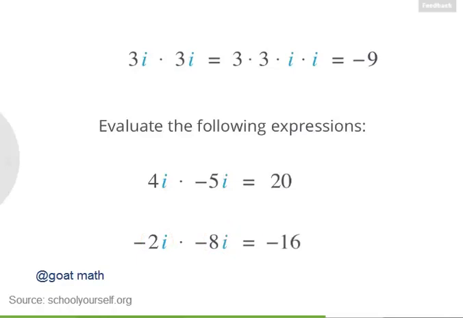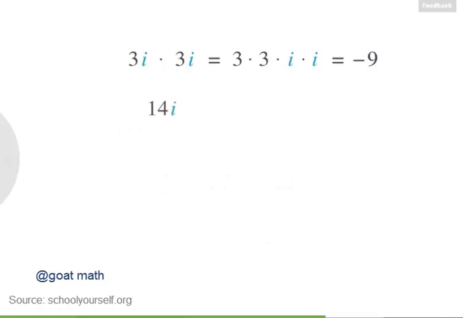Finally, let's look at division. Suppose you have 14i, and let's divide it by 2. Can you simplify this expression? In other words, what can you multiply by 2 to get 14i? Right, this is just like simplifying an algebraic expression. 14 divided by 2 is 7, and then you have an i. So this quotient equals 7i.